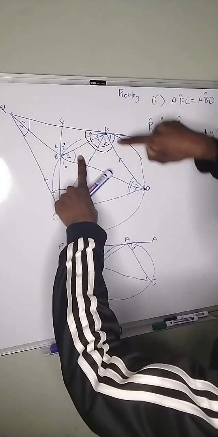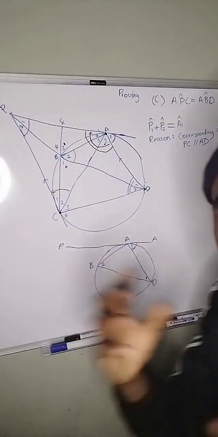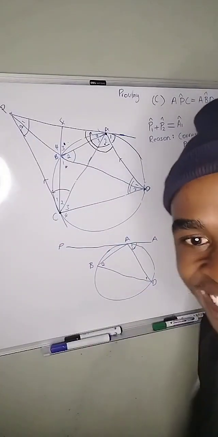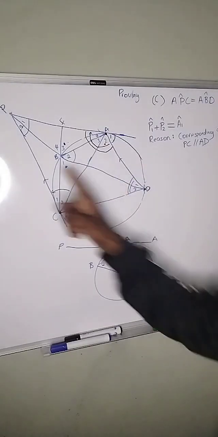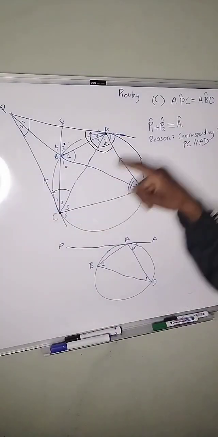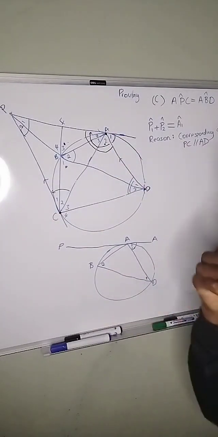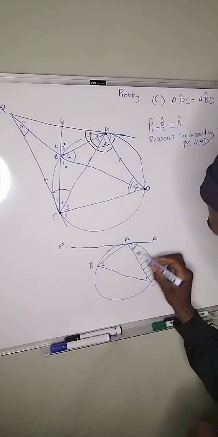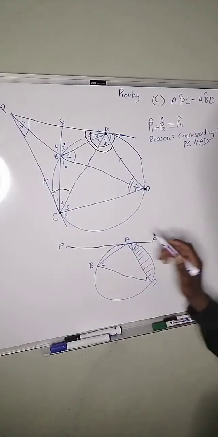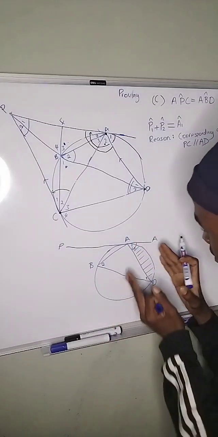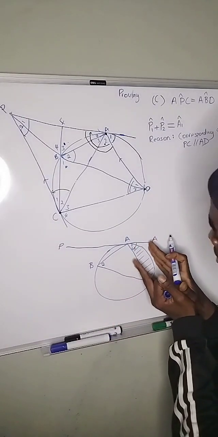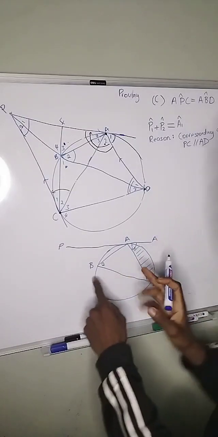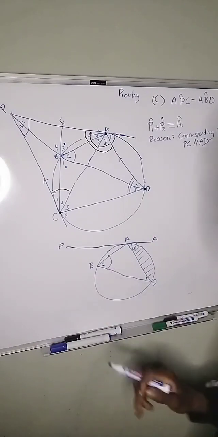You see? A, B, and D, they're on the point. Thank you for the 100K. A, B, and D, they're forming the triangle with A1 and B2. This is the circumference, minor, and this is the major. This is the minor segment. This is the major segment. The angle at the minor segment and the angle on the major segment.